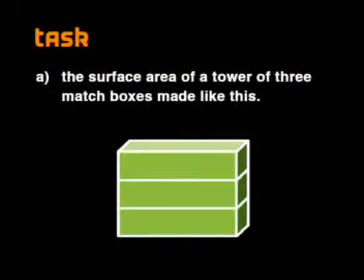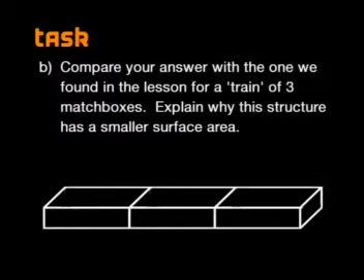Use your matchboxes to work out A. The surface area of a tower of 3 matchboxes made like this. Compare your answer with the one we found in the lesson for a train of 3 matchboxes. Explain why this structure has a smaller surface area.